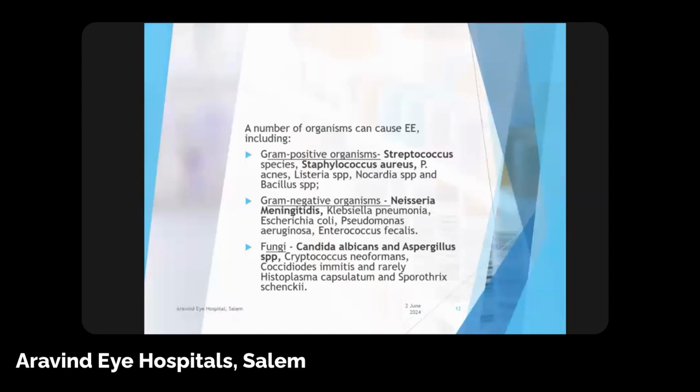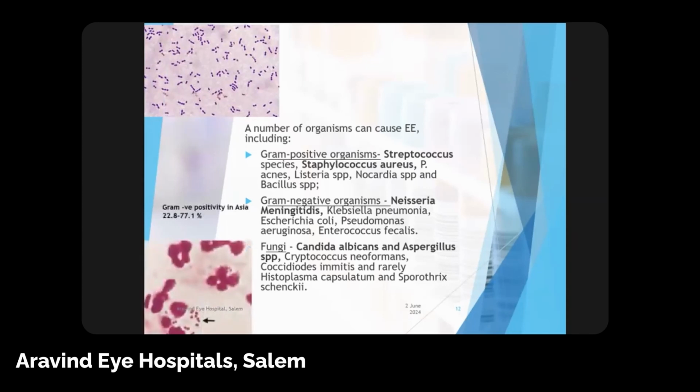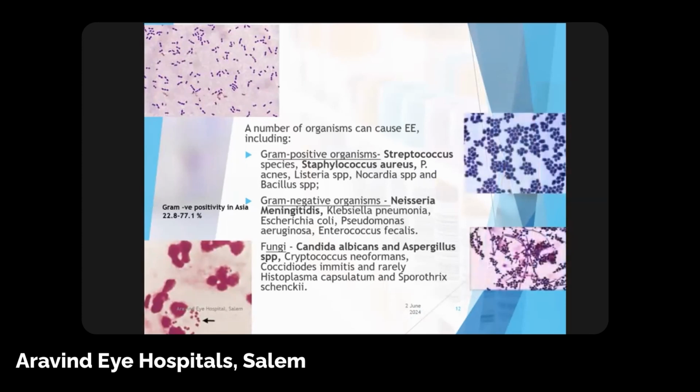A number of organisms can cause endophthalmitis and endogenous endophthalmitis. Gram-positive organisms, Streptococcus and Staphylococcus, more commonly. What you see on top is Streptococcus pneumoniae, the pneumococcus. Gram-negative organisms, commonly Neisseria meningitidis, and others like Klebsiella, E. coli, etc. What you see here is again a diplococcus, which is the meningococcus. And Candida is the most common of the fungi. Here you see two forms of Candida, one is the yeast form and one is the hyphae form.